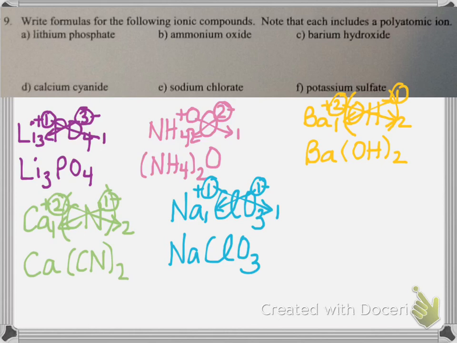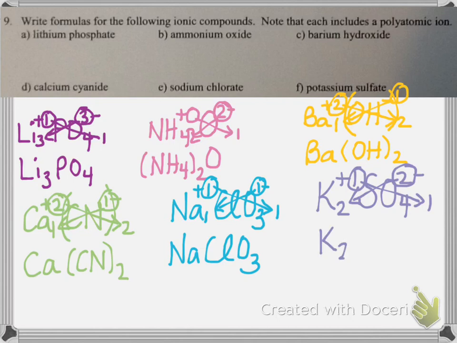And then we have potassium sulfate. Potassium's in group 1A, so it can either lose 1 or gain 7. It's going to lose 1, so it has a charge of plus 1. Sulfate's on our first page. It's SO4 with a charge of negative 2. I crisscross down my numbers. I don't write 1s, so this is just going to be K2SO4.